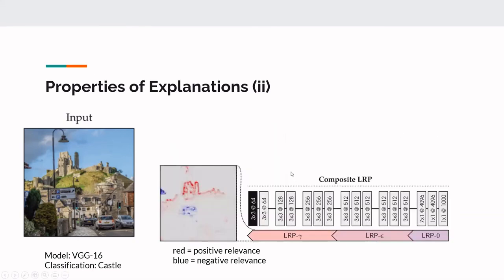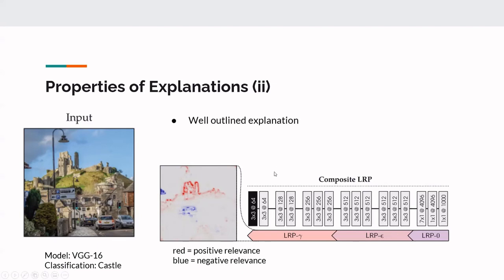So here we have an example of a composite LRP. Here we have all the layers of the VGG16 model, starting from the input layer. We have our convolution and max pooling layers, and then finally we have our dense layers at the end. So for our upper layers, we're applying LRP0. For our middle layers, we're applying the LRP epsilon rule. And for the layers closer to the input, we're applying the gamma rule.